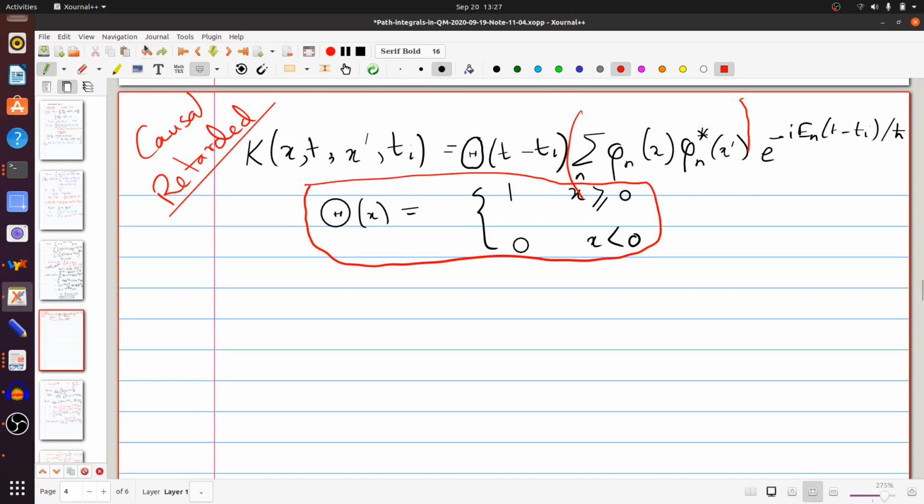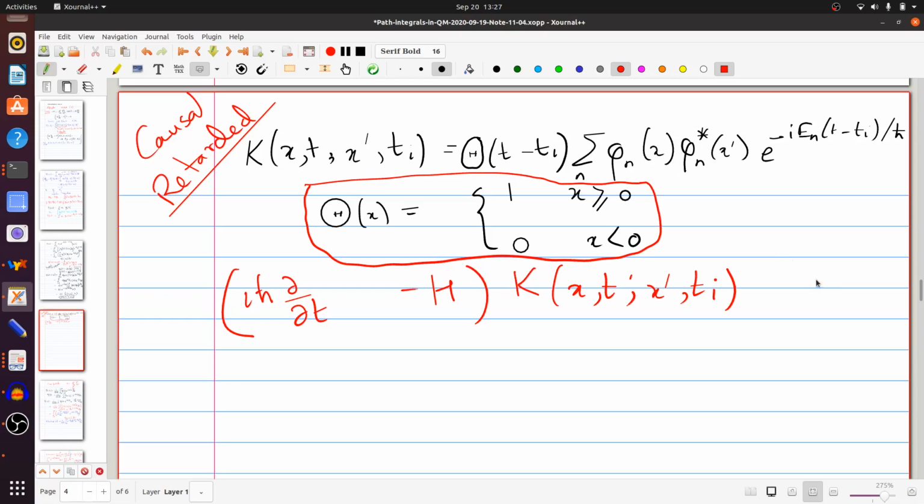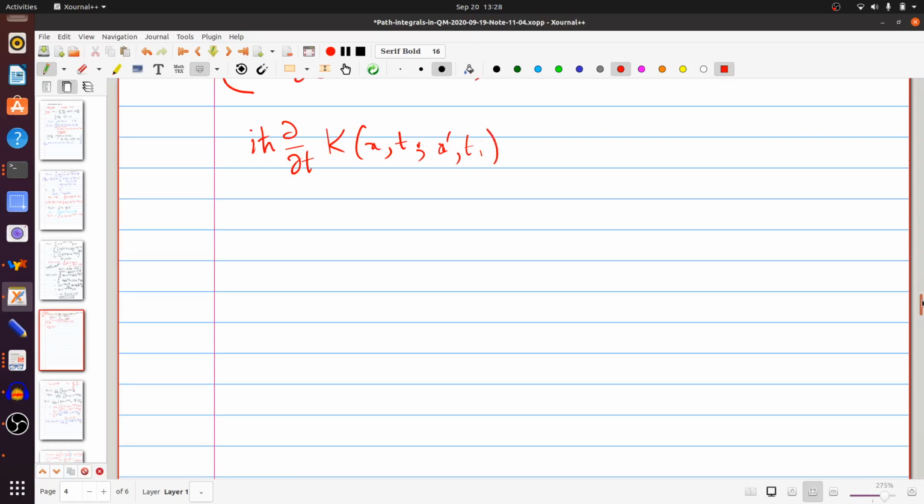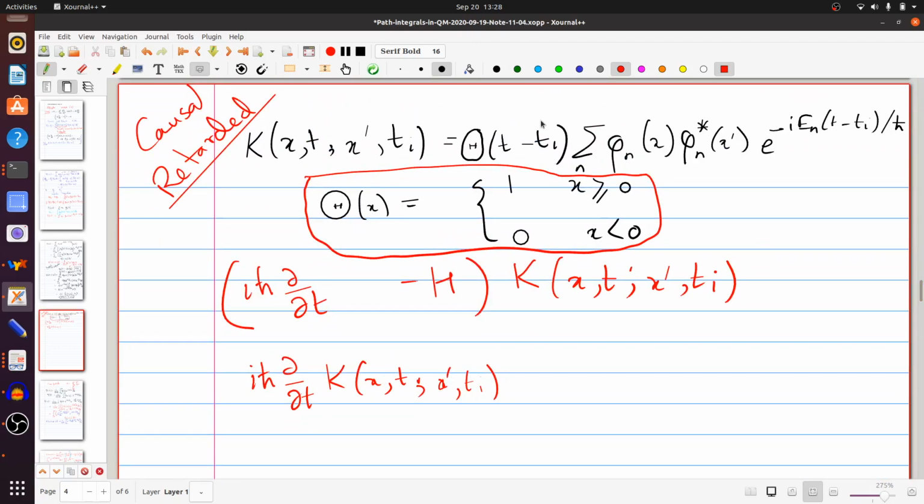Now going back to the differential equation, let's see how we can establish that. What we need to do, of course, is apply the operator i h cross del t minus H on K(x t; x prime t i). So this is what we need to calculate and show that this is equal to i h cross times delta of x minus x prime, delta of t minus t i. Let's do this in steps. Let's first apply i h cross del t on K(x t; x prime t i). Now let me just show you what we had here. This is K(x t; x prime t i).